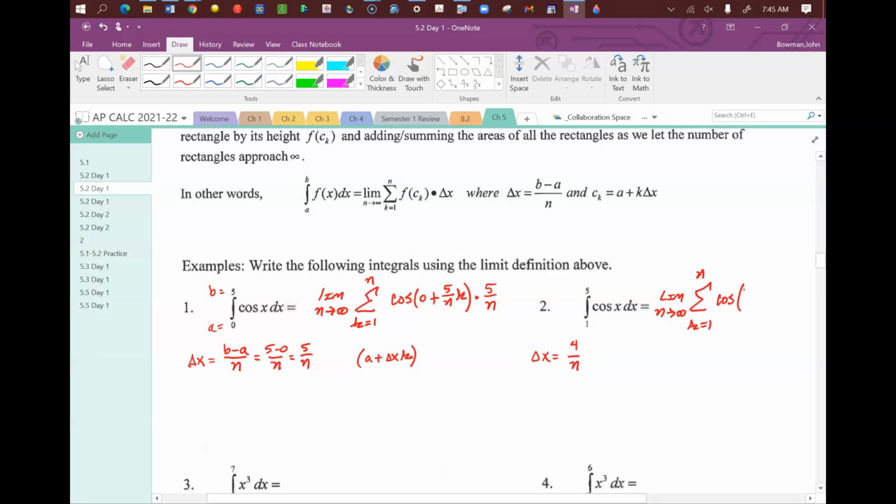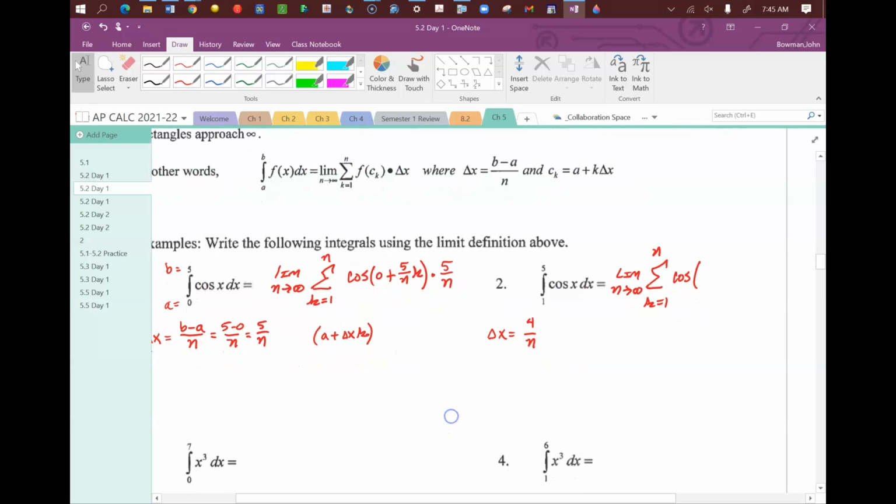Now this one's a little bit different because we are starting at an a value of 1, but our delta x is a little bit different as well. So 4 over n times k, and the width of our rectangles is 4 over n.